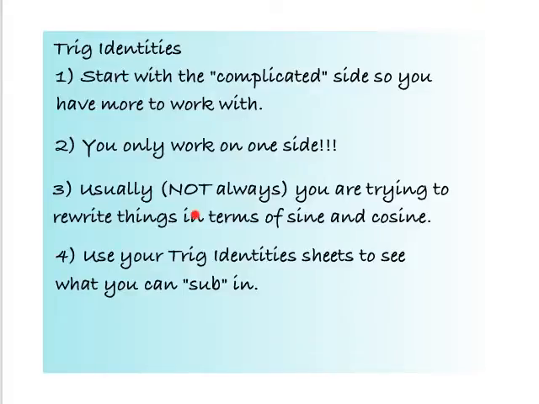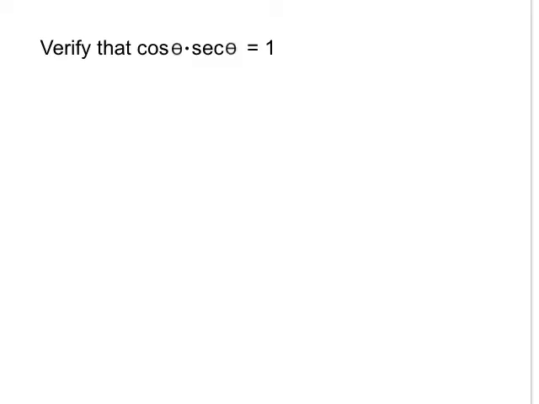Usually, but not always, you are going to try to rewrite things in terms of sine and cosine. And you are going to use that lovely trig identity sheet to see what you can substitute in. Okay? Verify that cosine of theta times the secant of theta equals 1.